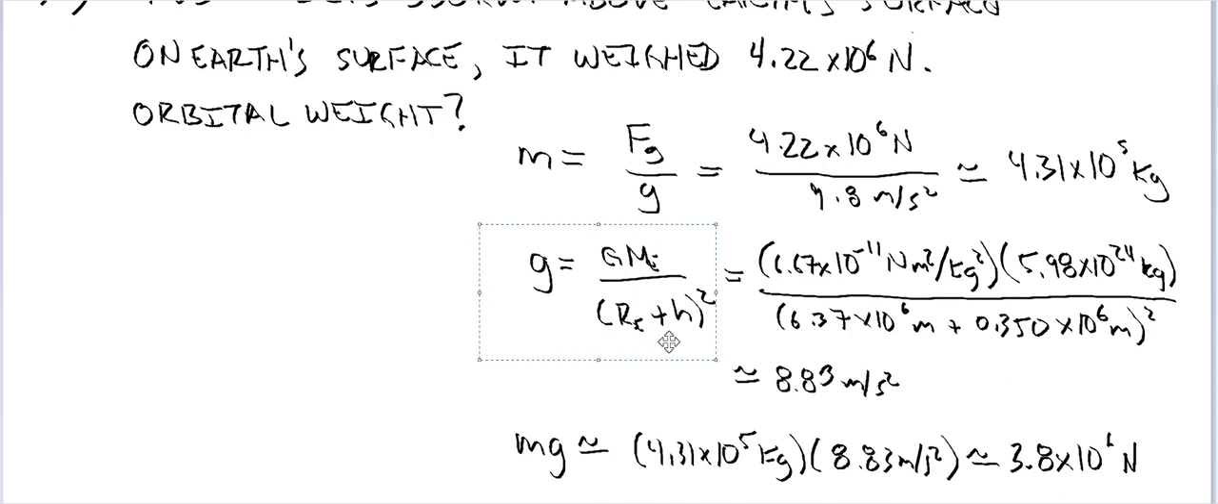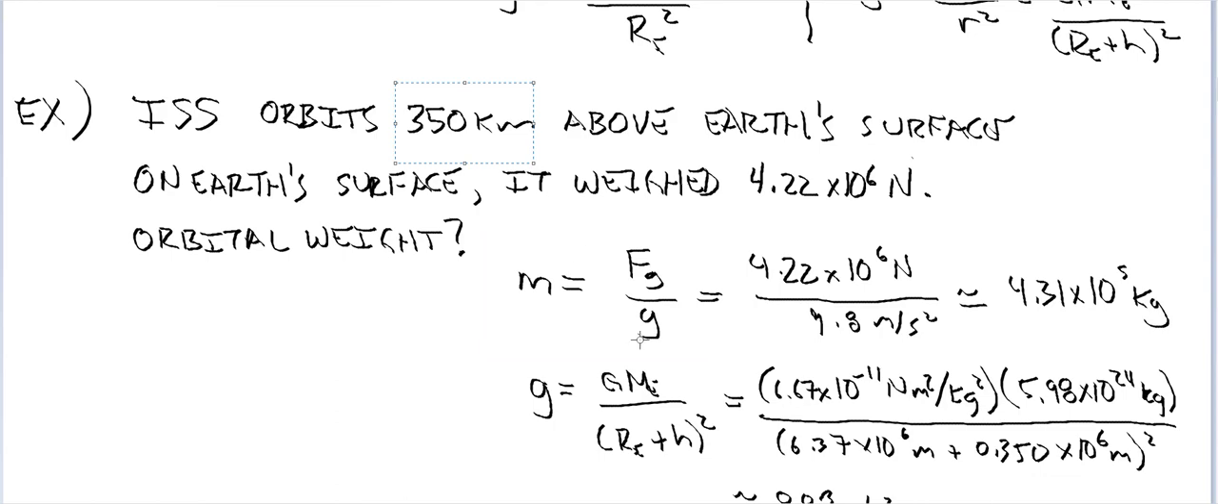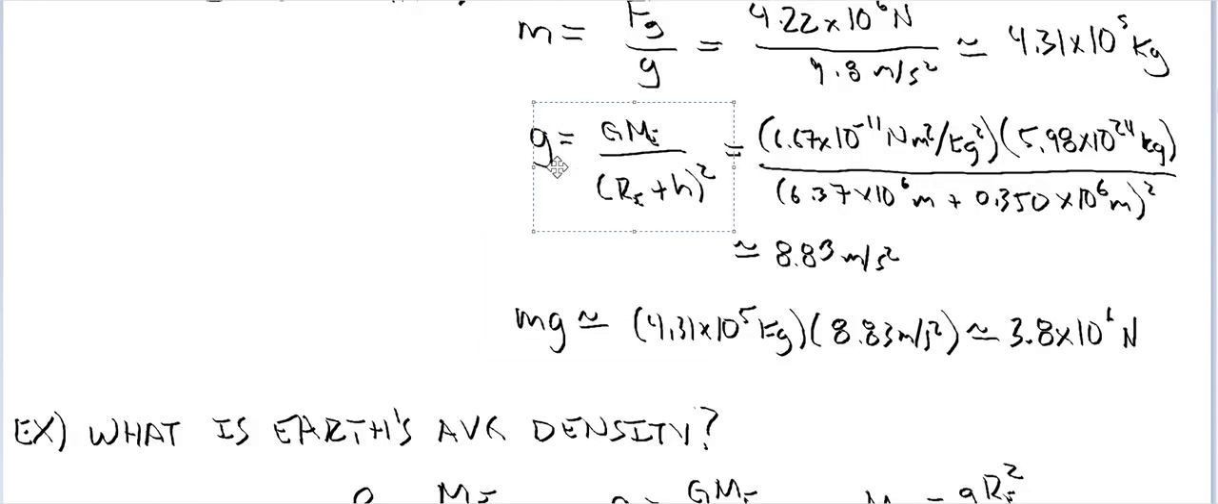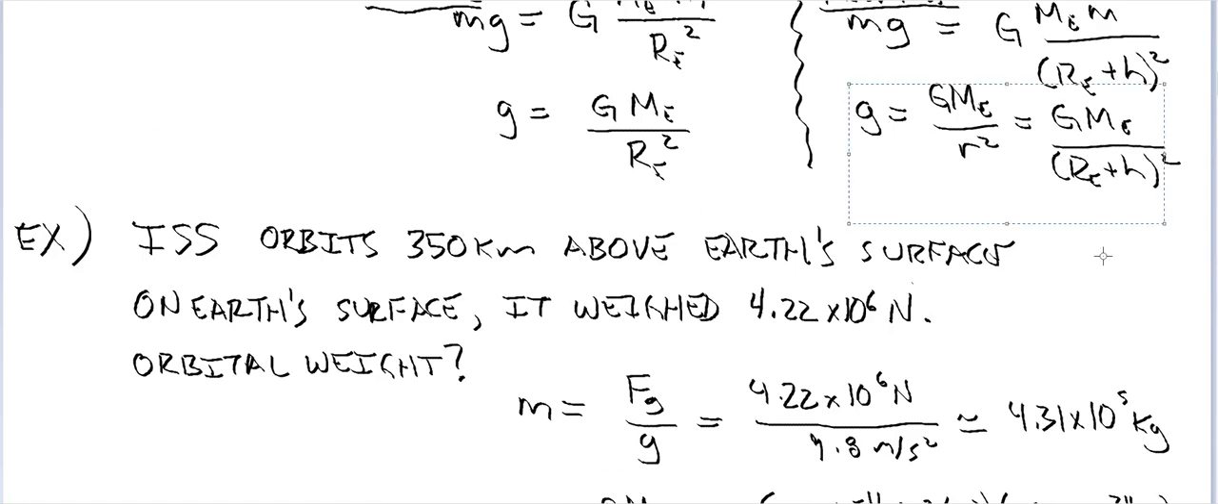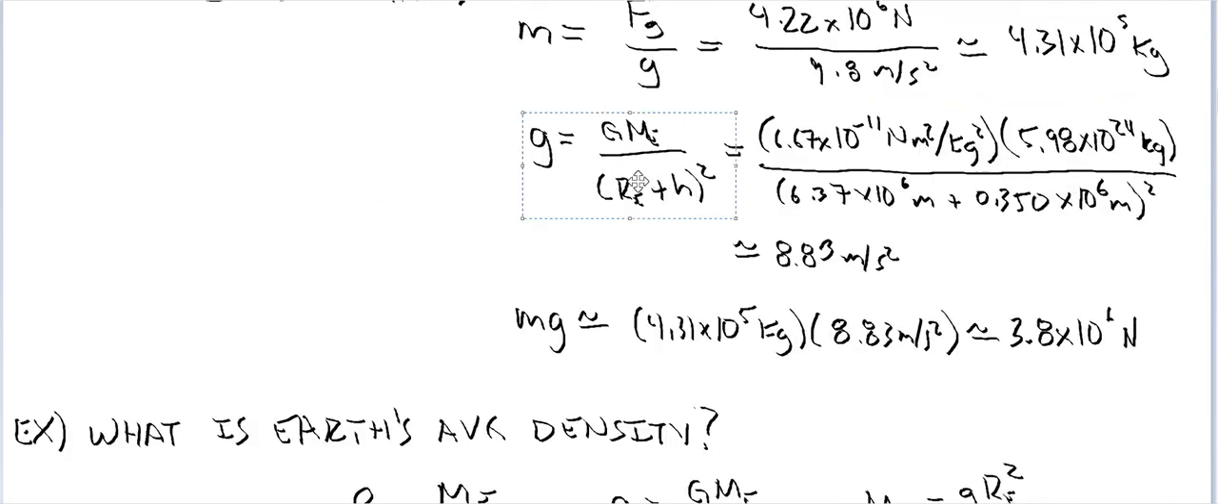So then, let's figure out what little g is at the orbital height, right? This 350 kilometers above the surface of the Earth. Little g is going to be capital G times the mass of the Earth divided by the square of R_E plus h. And so 6.67 times 10 to the minus 11 newton meters squared over kilogram squared times 5.98 times 10 to the 24 kilograms divided by 6.37 times 10 to the 6 meters plus 0.350 times 10 to the 6 meters, quantity squared. Where is this 0.35 times 10 to the 6 meters coming from?